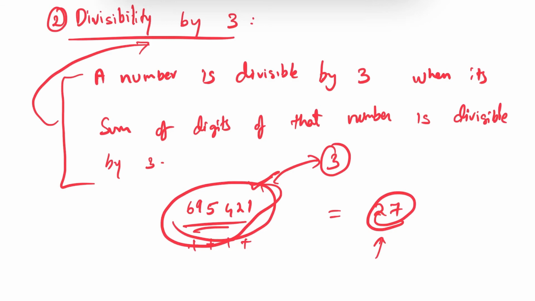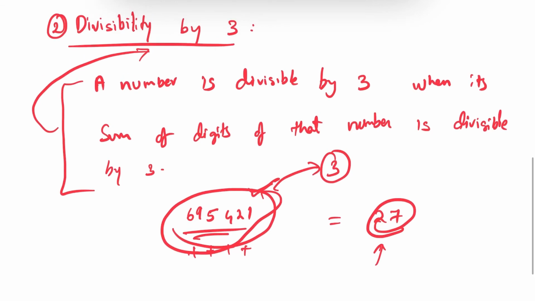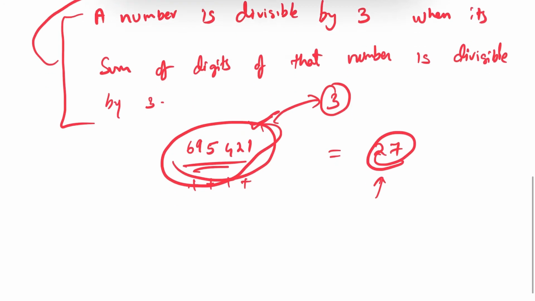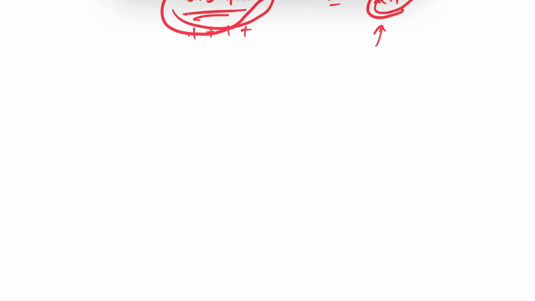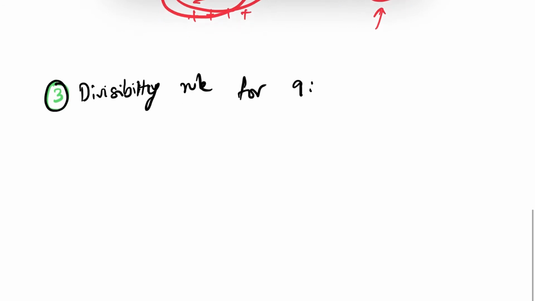All right, so don't shuffle them up, don't use this rule for 2 and so on. Then coming to 9, the third one is the divisibility rule for 9. A number is divisible by 9 only when its sum of digits is divisible by 9.